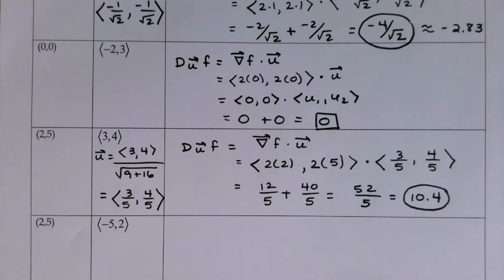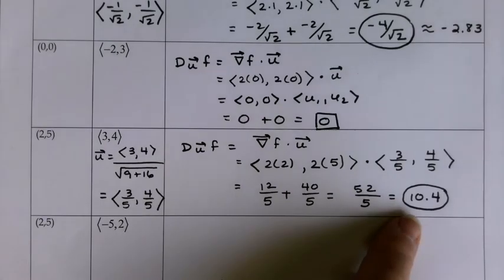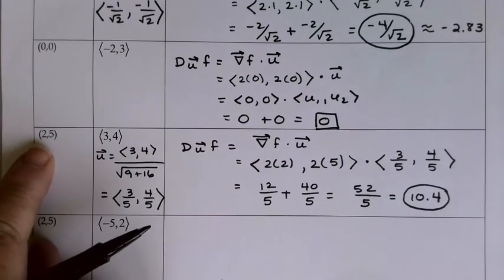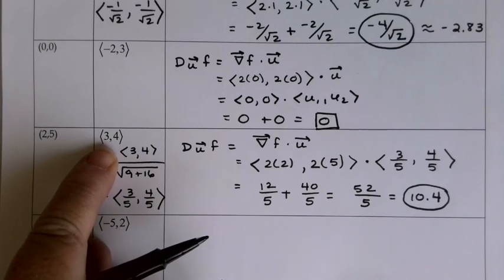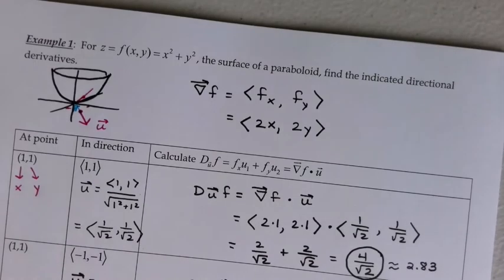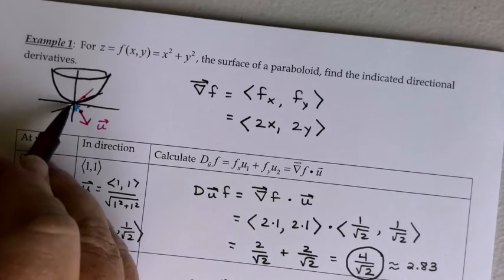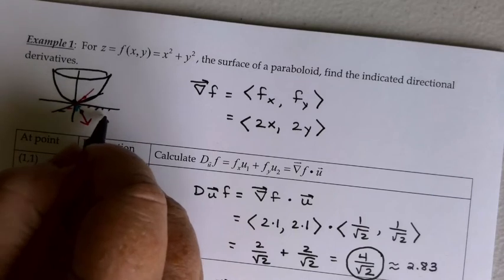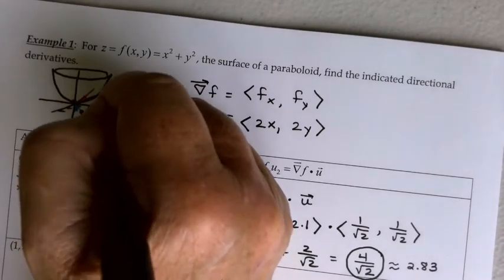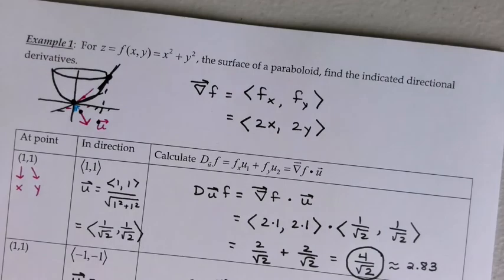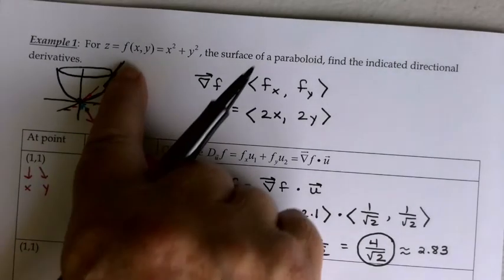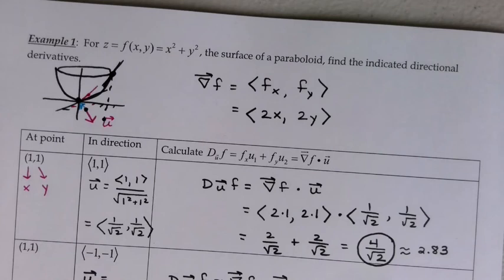Before I go and calculate the other one, let's just talk about that for a moment, thinking about our picture again. I won't maybe draw, but let's just think about it. I'm at the point 2, 5 and walking outward in the 3, 4 direction. Notice that the further away from the origin I get, right, this was 1, 1. If I'm out at 2, 5, out here somewhere, I'm going to be at a much steeper point on the parabola, or paraboloid, and so it makes sense that I would get a larger slope. This was just 2.83, but further out, the steeper slope was 10.4.